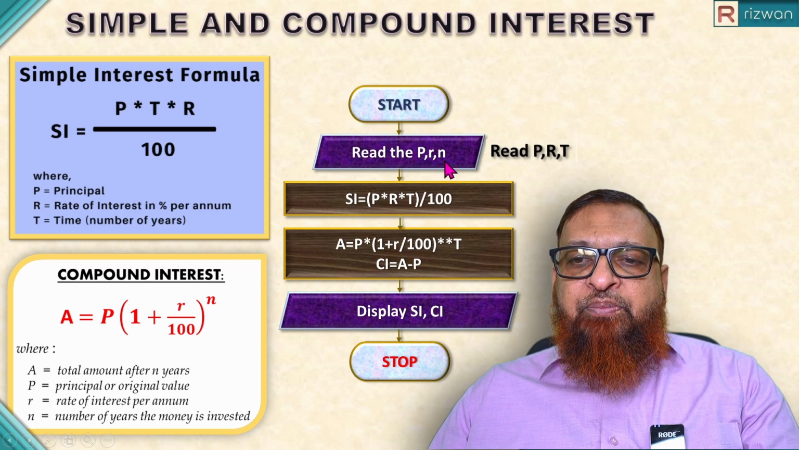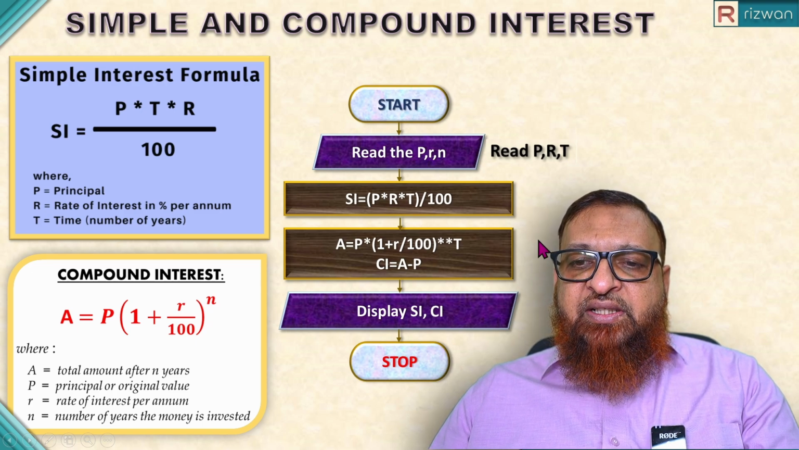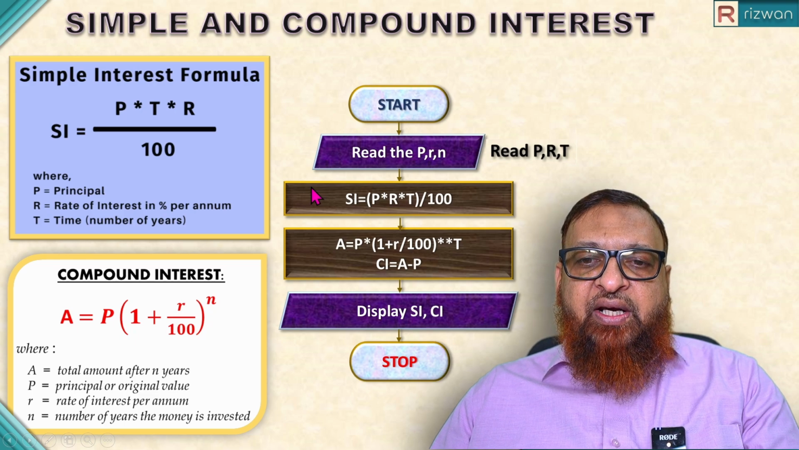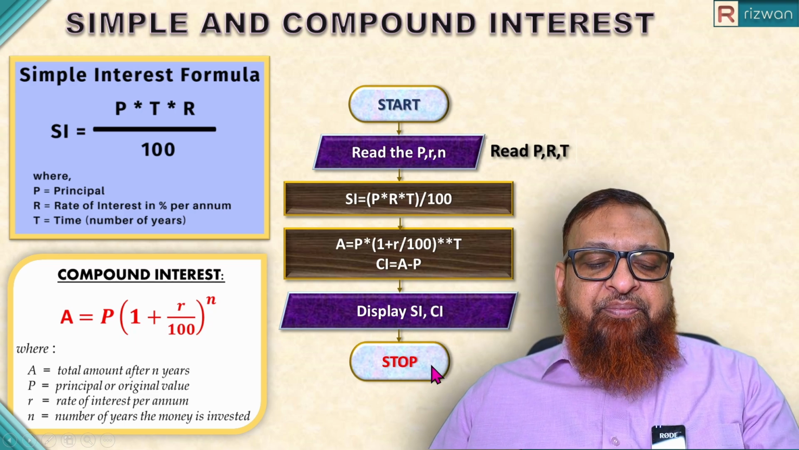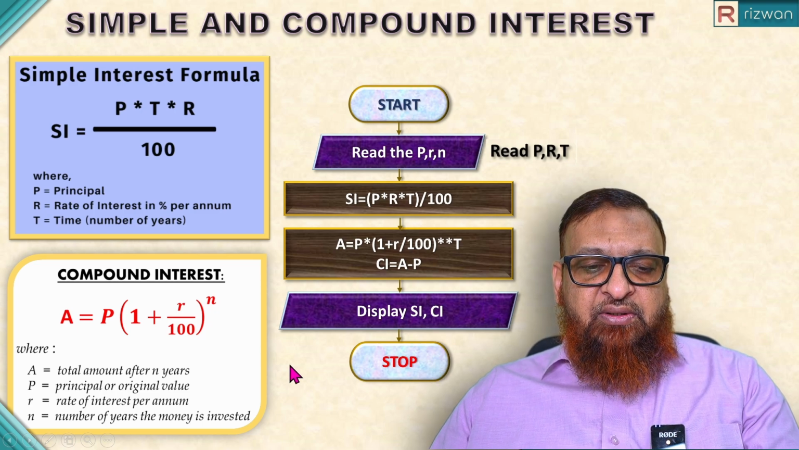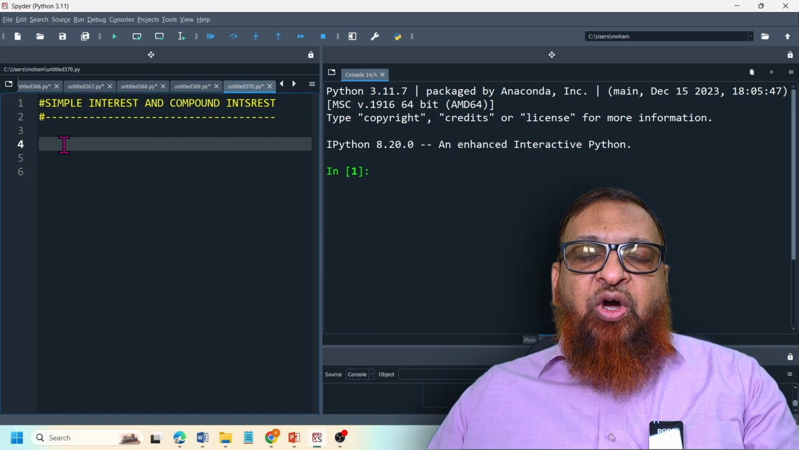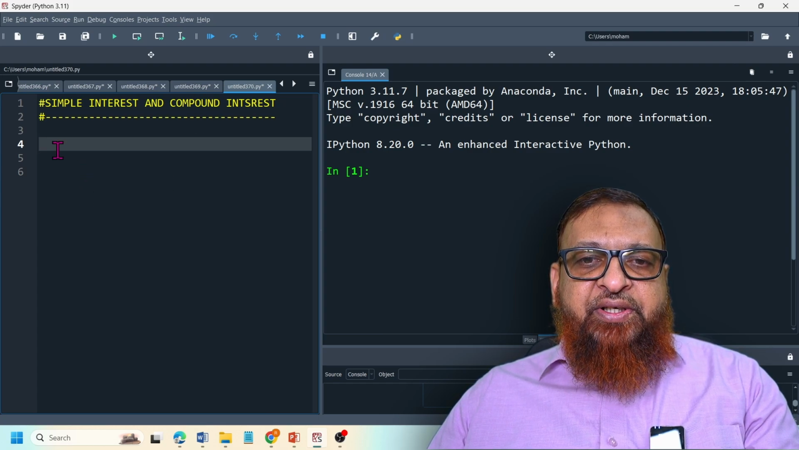So we have the input in a parallelogram, output in a parallelogram. The process, the formula, is written in the form of a rectangle and we are going to start and stop the program. Okay. Now let us go to the Spyder and we'll do the practicals of this. Now we are in Spyder. Okay. Now let us calculate the simple interest and compound interest.